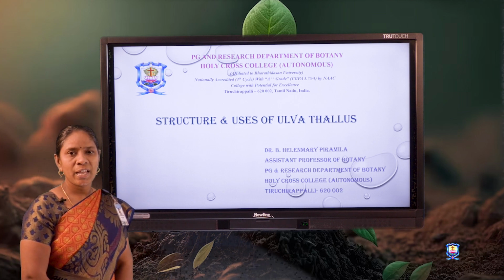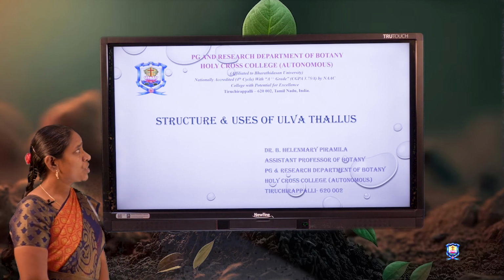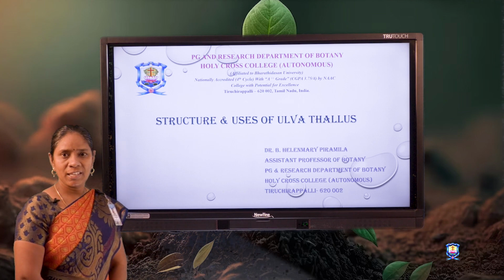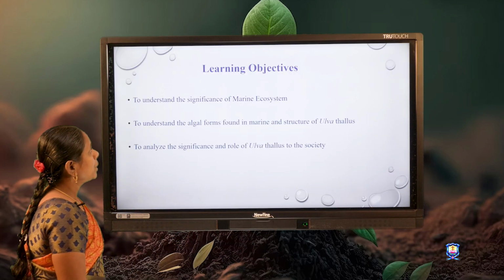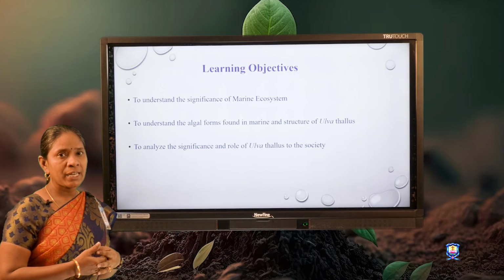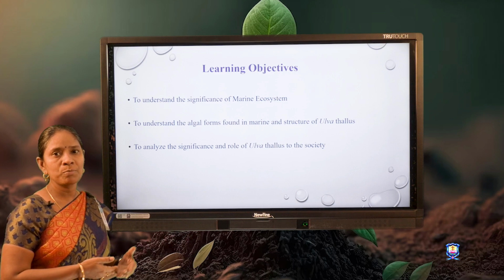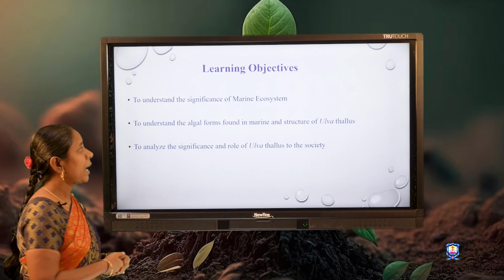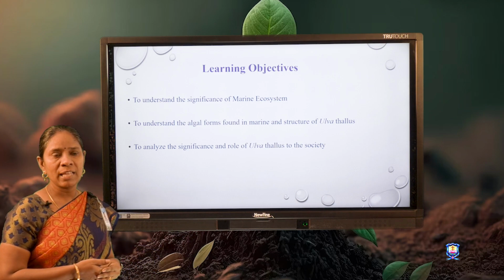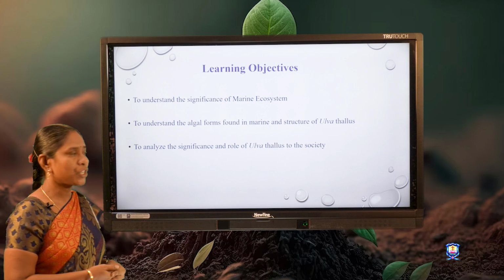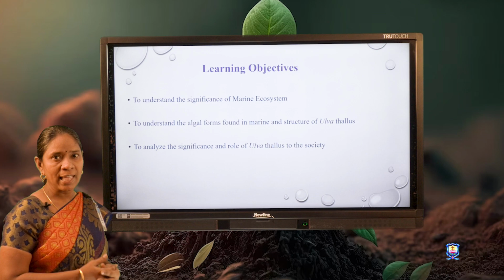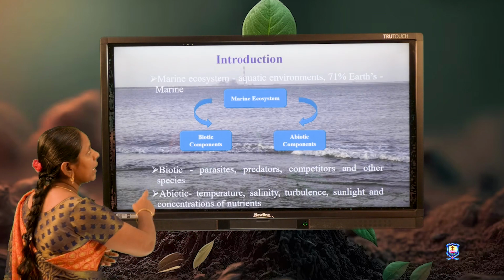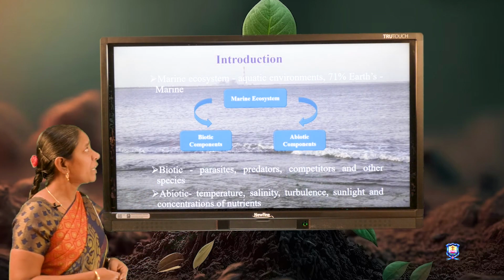Today I am going to share an important topic, structure and uses of Ulva Thallus. Let's see the learning objectives of this topic: to understand the significance of marine ecosystem and the algal forms found in the marine ecosystem, and the structure of Ulva Thallus, external and internal structure, and to analyze the significance and role of Ulva Thallus to the society. Let's see the introduction about this topic.